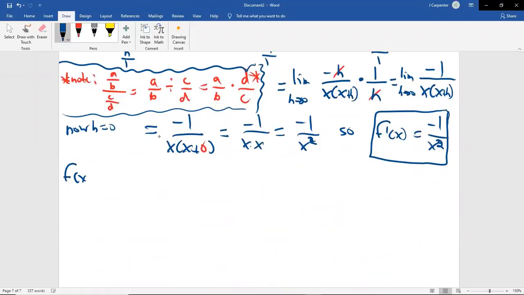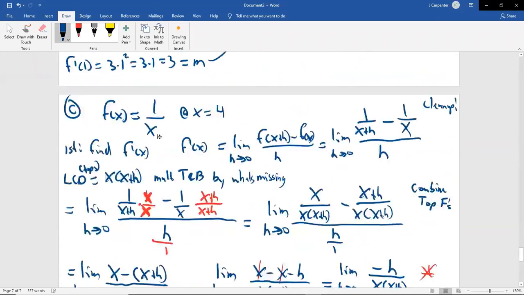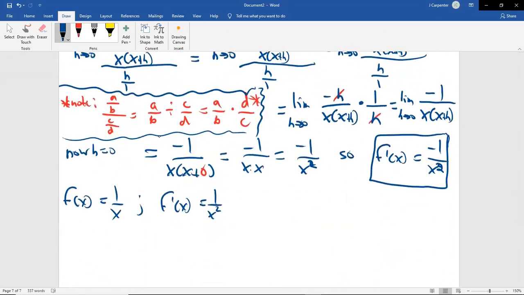So again, f of x was 1 over x. F prime of x was negative 1 over x squared. And we were supposed to do this at x equals 4. So to find our point, we do f of 4, which is 1 over 4. So the point is (4, 1/4). This is the reciprocal function, so the input is just flipped to get the output.